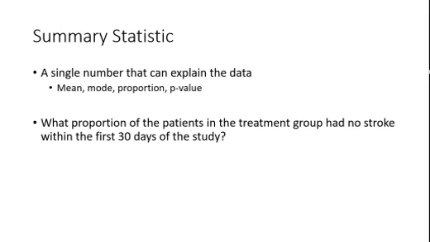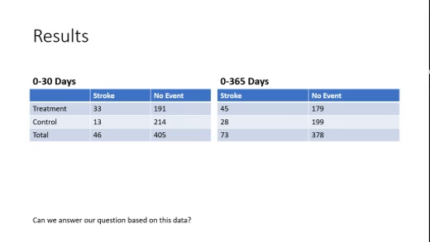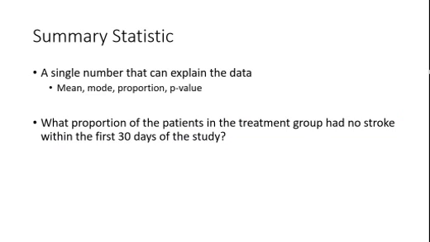That's your summary statistic. Okay, so what's the proportion of patients in the treatment group that had no stroke within the first 30 days? So you go back here and ask, who did not have a stroke? That would be 191 people divided by how many total people were in the treatment group, which would be 191 plus 33. And so you do that and you get 85%. Okay, so you've got 85% as your number.